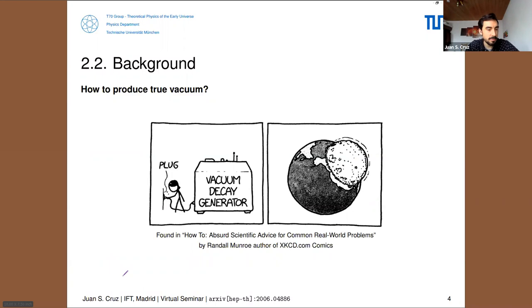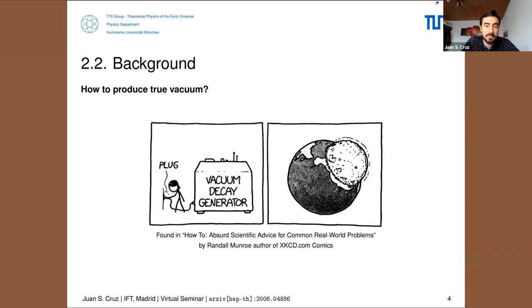If I were an experimentalist, I would probably order one of these and get myself a vacuum decay generator, plug it in, and voila. But for us, we want to make a bit of the quantification of this. So although the picture is correct and it's a good starting point, we don't have such a tool.